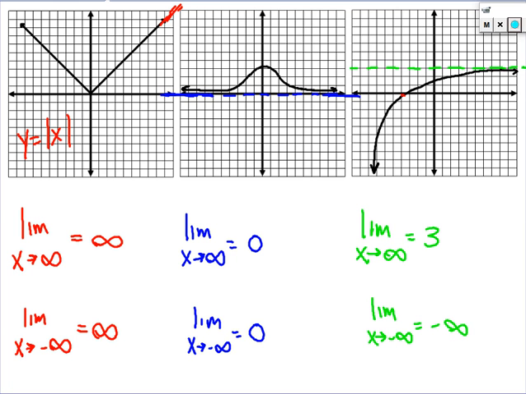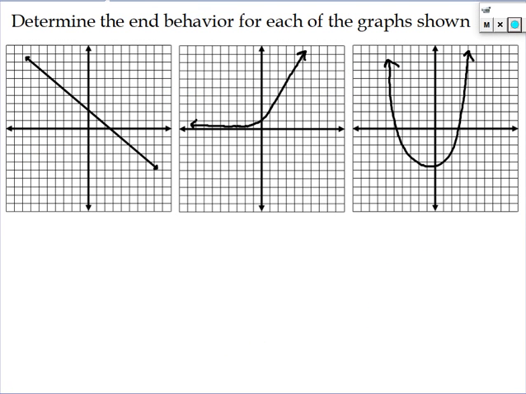Okay, so on the back here, we have 6 graphs. Why don't you try these 3? And again, you are just finding the limit as x approaches positive infinity, that's to the right, and the limit as x approaches negative infinity, that one's to the left. So again, to the left and to the right, what does it look like my y values are doing? Pause the video, try all 3 of these, and then you can restart the video and see how you did.